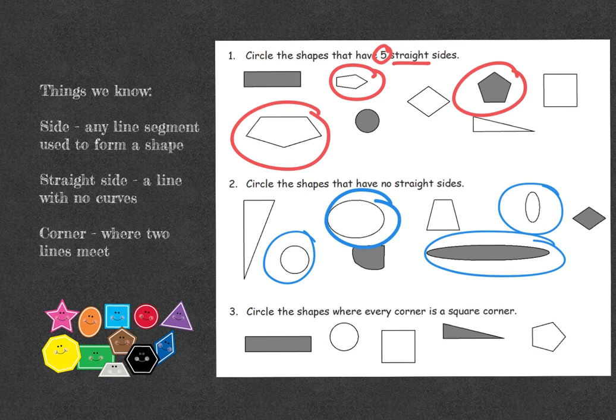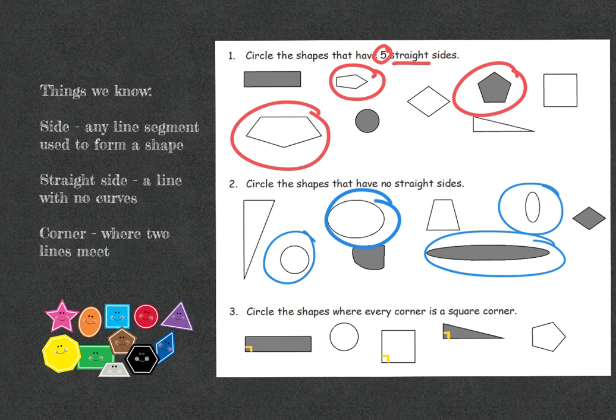Number 3 is a little bit different. It's asking to circle the shapes where every corner is a square corner. Now, what do we mean by a square corner? Well, a square corner is exactly how it sounds. If you can make a small square within the corners, then it is a square corner.